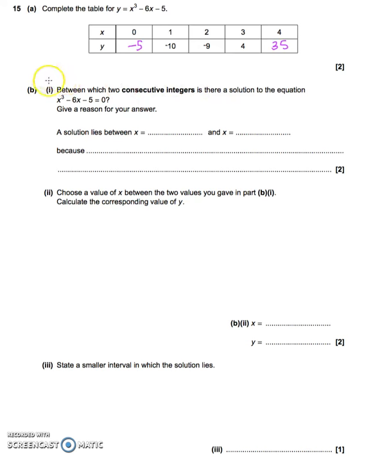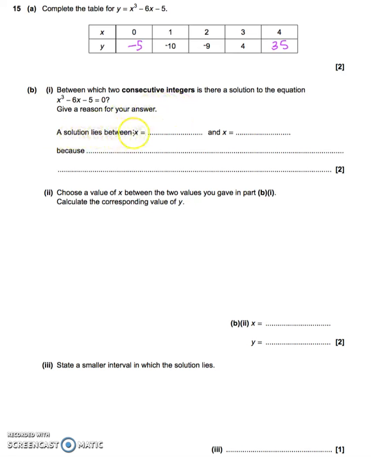And then the rest of the question is all about your understanding of what this graph is going to look like and where particular parts of this graph would be. So between which two consecutive integers, that means one after the other, is there a solution, and that means whole number, in case you didn't know. There is a solution to the equation x cubed minus 6x minus 5 equals nothing. Give a reason for your answer.